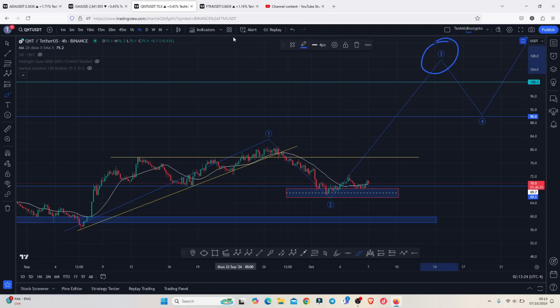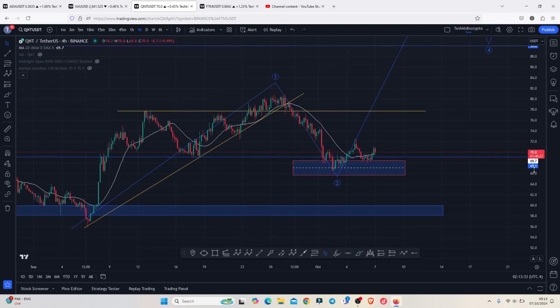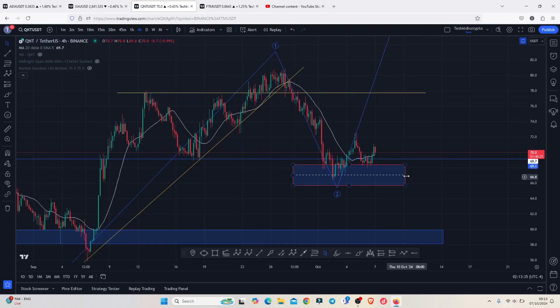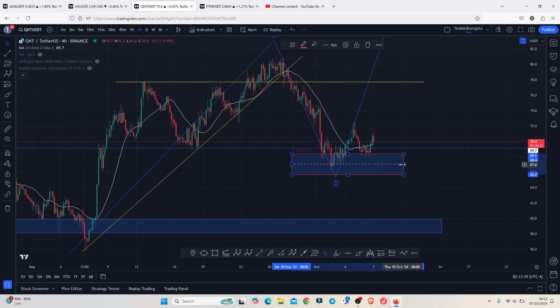We also need to have in mind that we can also get a sudden pullback, and if that plays out, then I need to see QNT continue holding within this target area over here that lies between the $69.1 and the $65.7. And as long as we are holding within this area, then I'm still expecting another bounce to the upside in a wave 3.